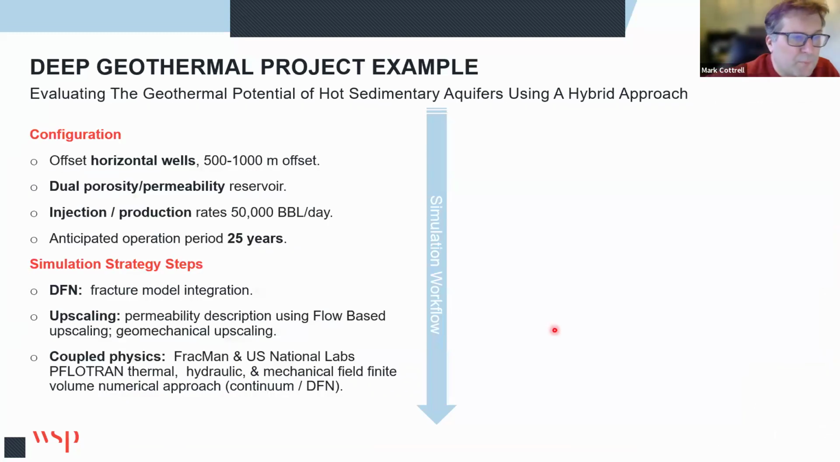This gives a little bit more detail. So I've spoken about the wells and the well spacing.